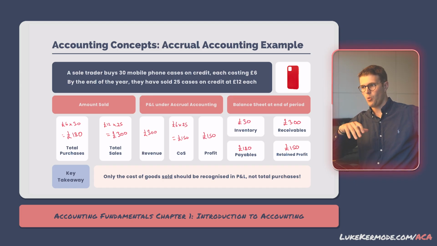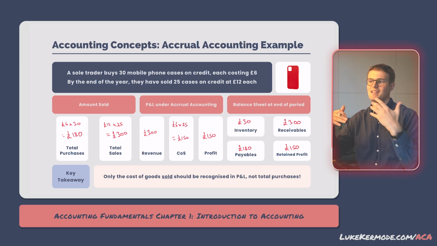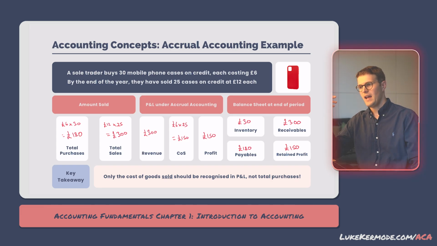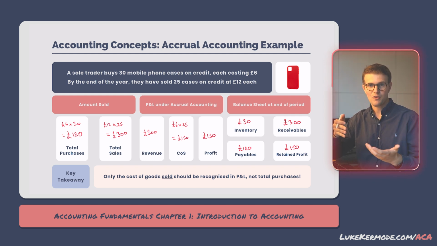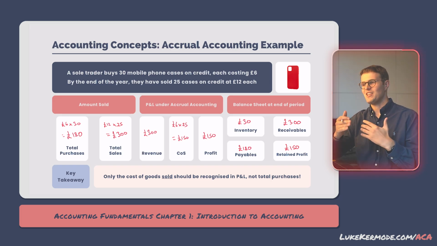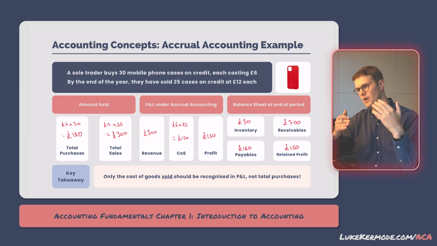Inventory, for example, will no longer be recorded at purchase price. Instead, we'll look at how much we could realistically sell those 5 items for in a fire sale. So if we bought those 5 unsold phone cases for £6 each, but in a fire sale we could only get £3 for each phone case, we now would have to revalue that inventory at £15 instead of £30.